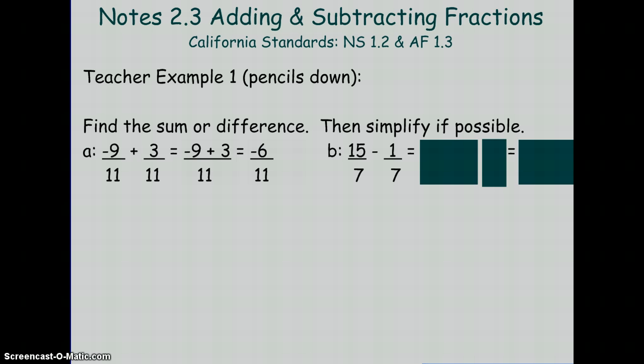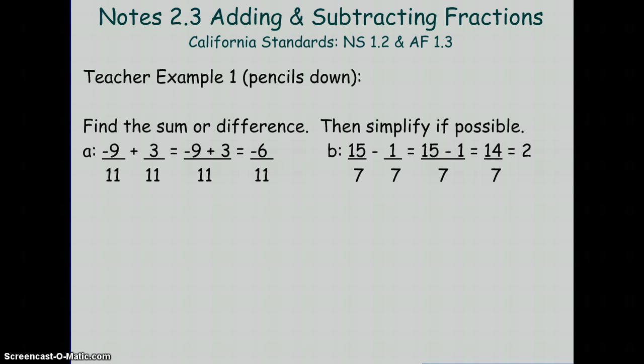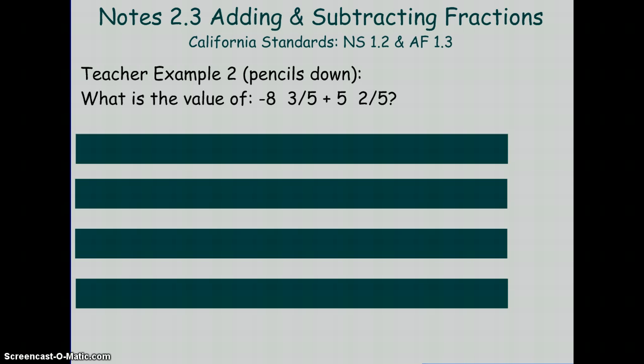greater absolute value. Problem B, 15 minus 1 is 14 over 7. And notice that is an improper fraction, so we want to simplify, and that's going to become the whole number 2. Okay, teacher example 2.